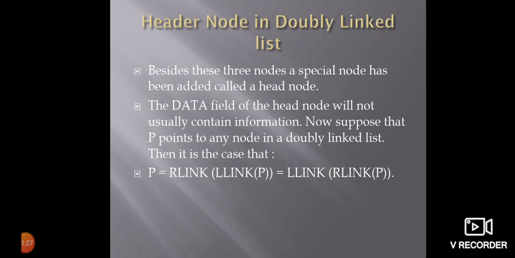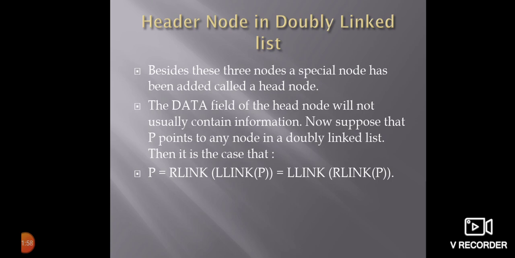Then there is a specific node in your doubly linked list, which is called the header node. P is equal to R link of L link of P, which is equal to L link of R link of P. This is actually the definition for a header node. The header node is a specially designated node. If you delete all the nodes, still the header node will be present there.